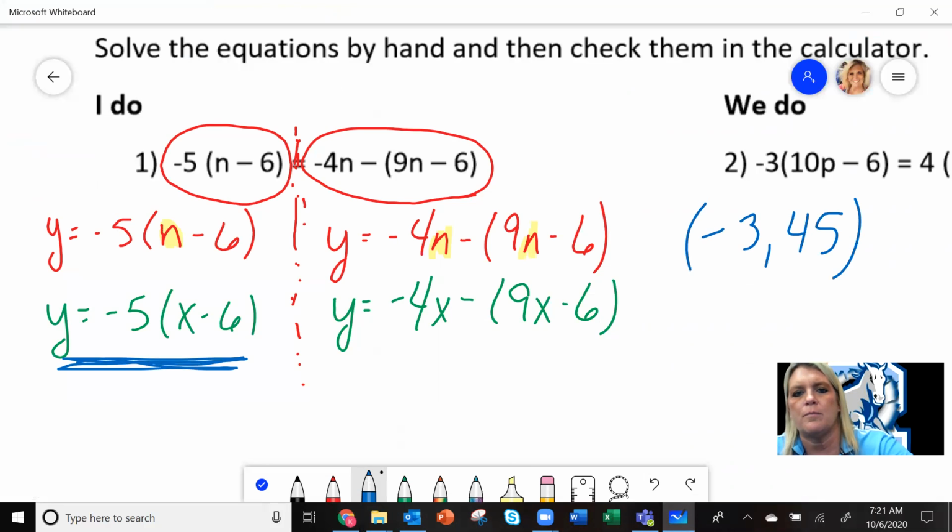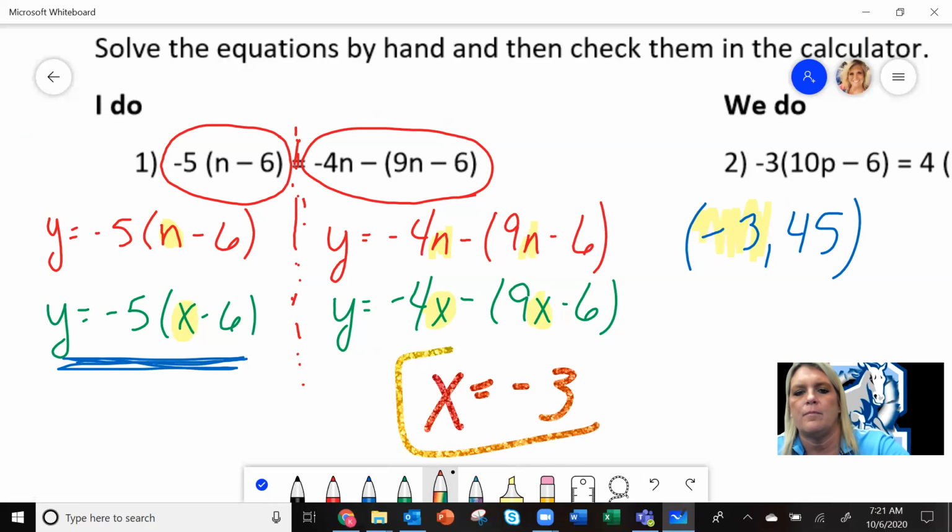Well, what's your answer? We're trying to find our x value. Here's the x value in the ordered pair. So your answer is x equals -3.